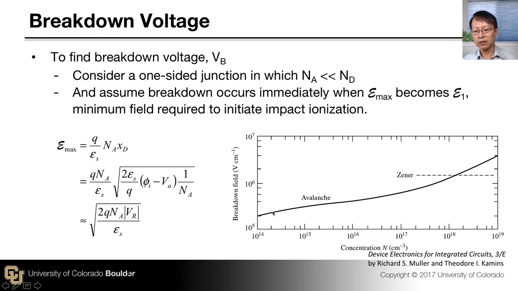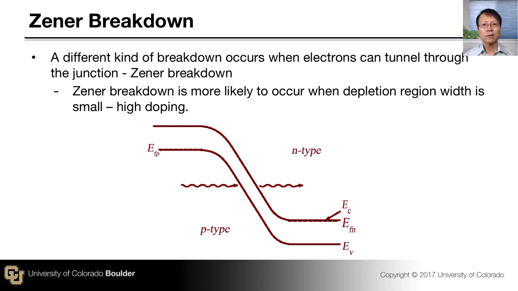And at some point, avalanche breakdown gives way to Zener breakdown. Another breakdown mechanism that is commonly observed in semiconductor-based diodes is Zener breakdown. And the Zener breakdown occurs due to electrons tunneling across the band gap from p side to n side. So here is an exaggerated energy band diagram for a p-n junction under very large reverse bias.